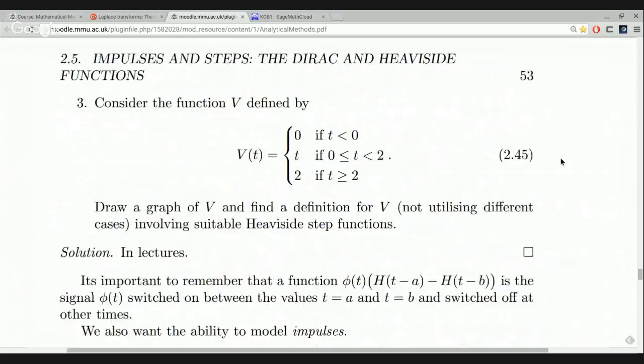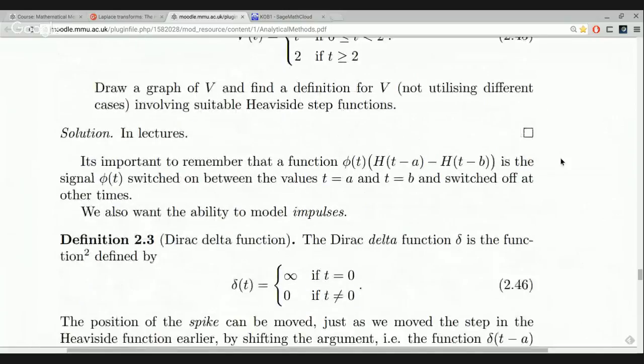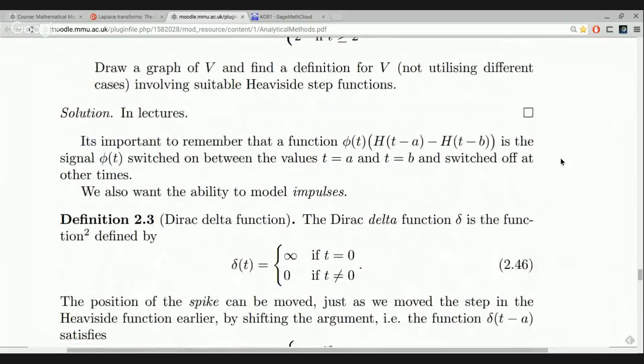So that's the Heaviside step function. I'm going to look at it in a moment. Now we'll look at its Laplace transform.